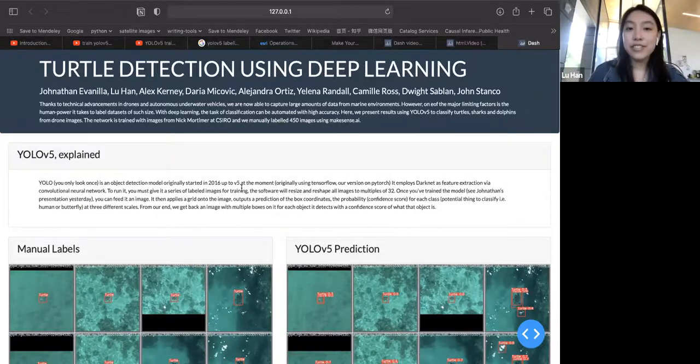Our project is turtle detection using deep learning. This is actually inspired by a pretty awesome data set that Nick Mortimer provided us. They have these drone-taken images of turtles, and most of them are labeled. So we can pass on very good label data, and that is always the very basic thing that you need for a good deep learning model.